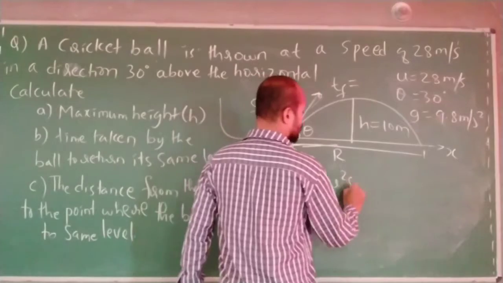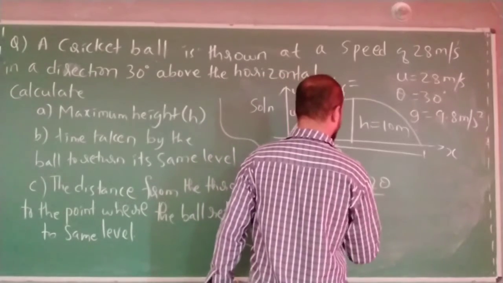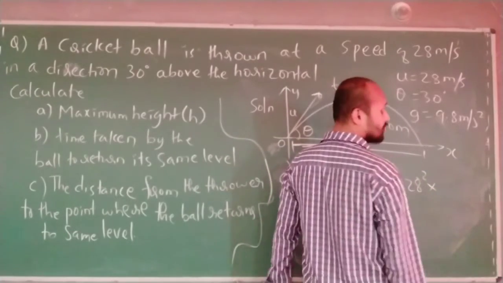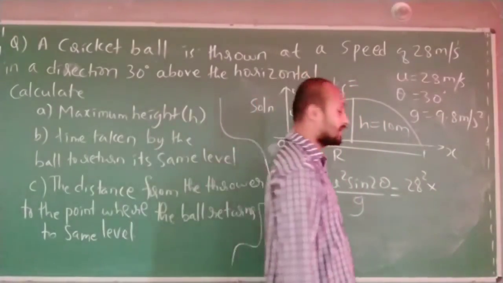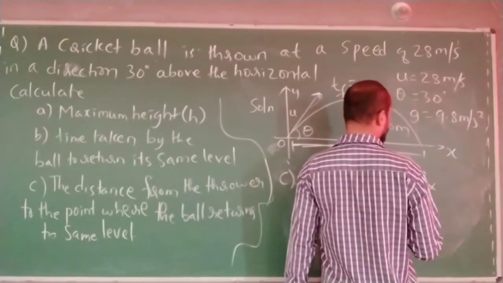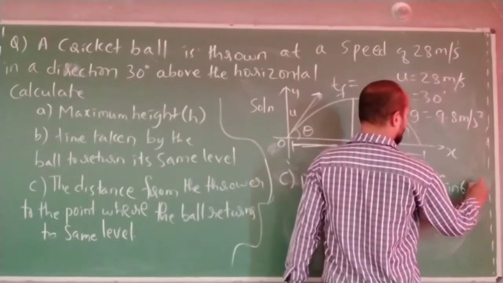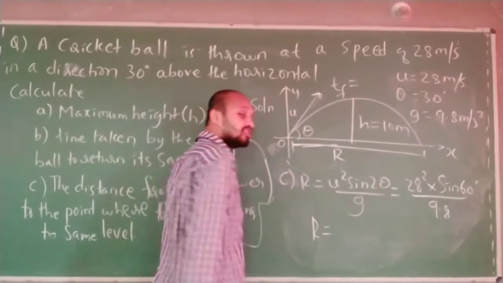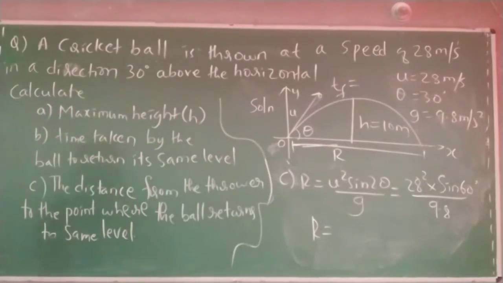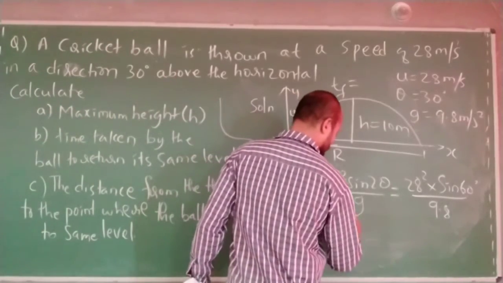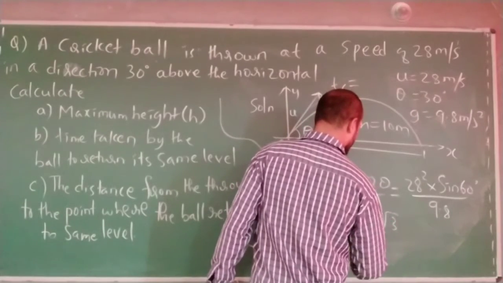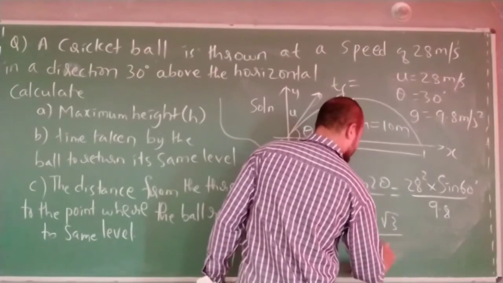R is equal to u square sin 2 theta divided by g, which is 28 square into sin 2 theta. What is the value of sin 2 theta? It is sin 60, divided by 9.8. Sin 60 is root 3 by 2, so this is 784 into root 3 by 2 divided by 9.8.